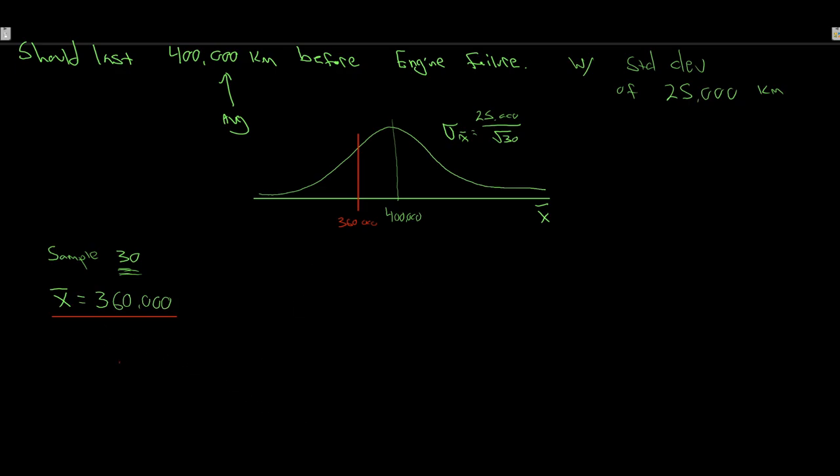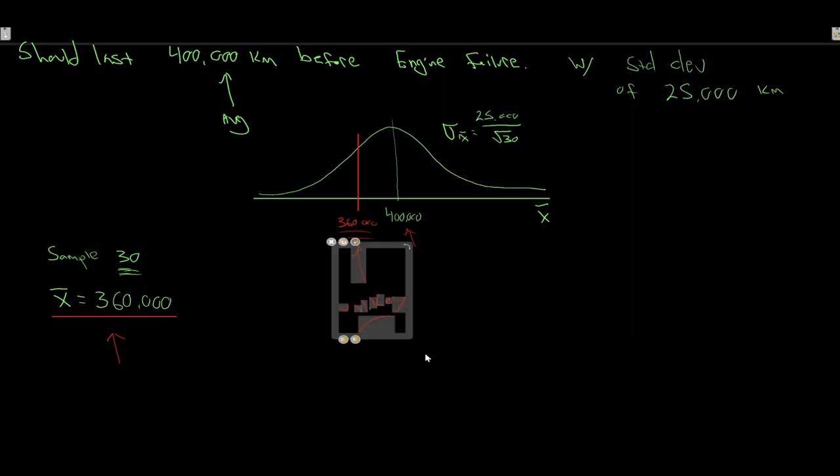Essentially what we're going to be doing as we do our hypothesis test is we're going to say, is this sample mean evidence against the null? Sorry, is this evidence against what our population parameter is? This is less than 400,000, but is it significantly less? Is it extreme enough to say, you know what, I don't believe that your vehicles last 400,000, because if they did, this would have been very unlikely?